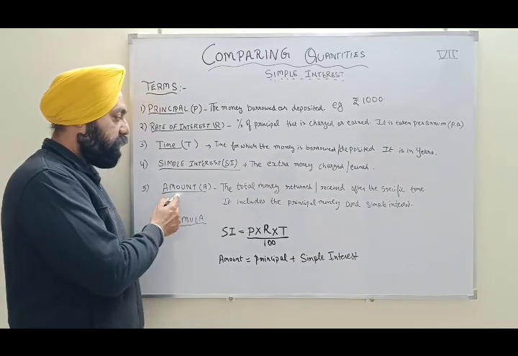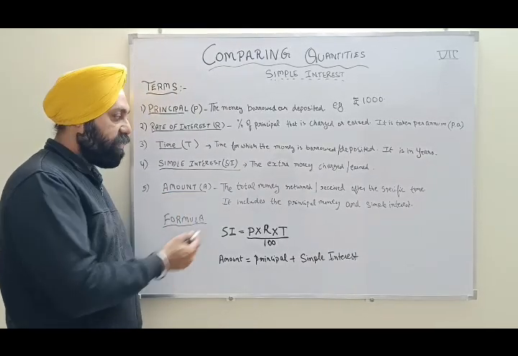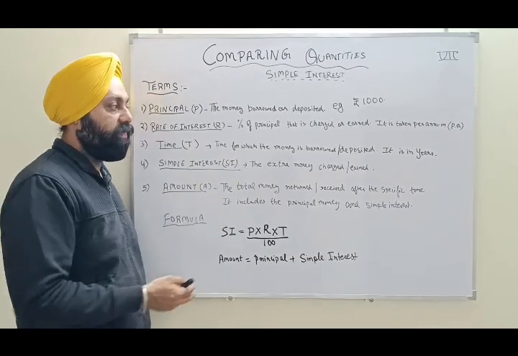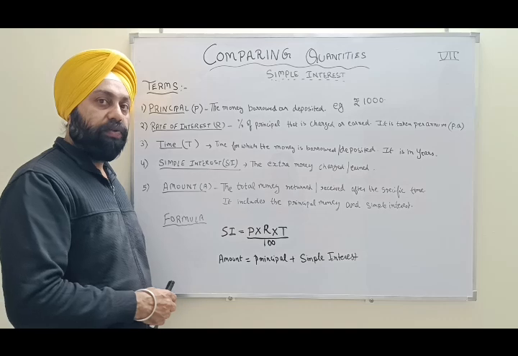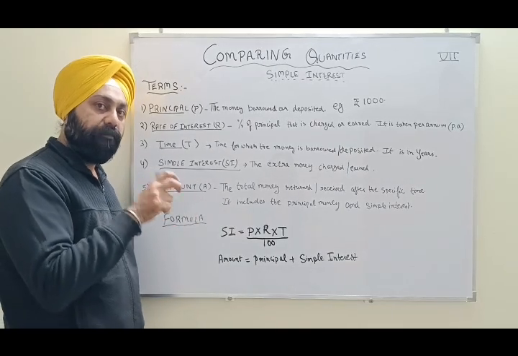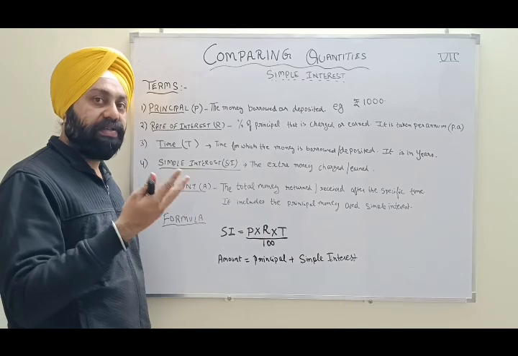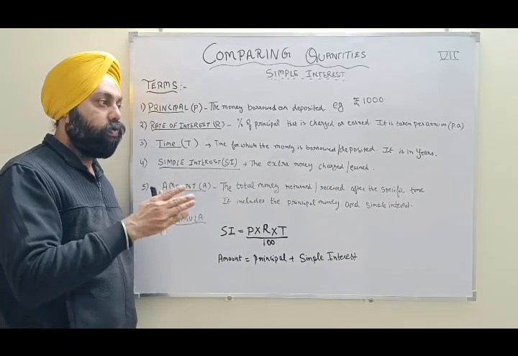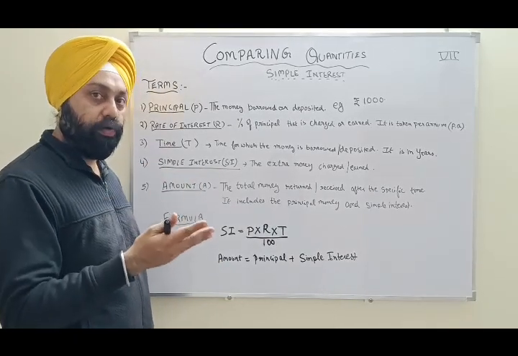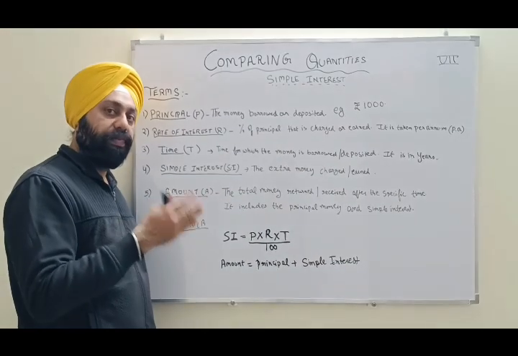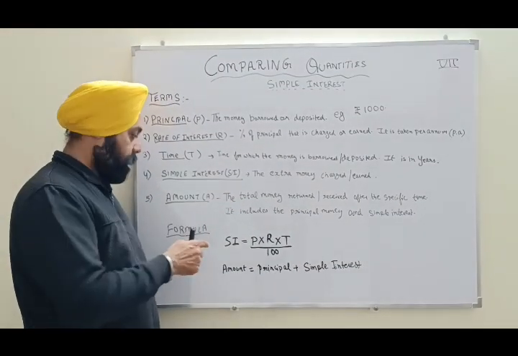Now we have the next term, that is amount. Amount is basically the total money which is received or which is returned after the specific period of time. Suppose the bank says that you give me 1000 rupees for 2 years, I will give you some extra amount. Suppose you got back 1500 rupees. So that will be the amount. Amount is always bigger than the principal.